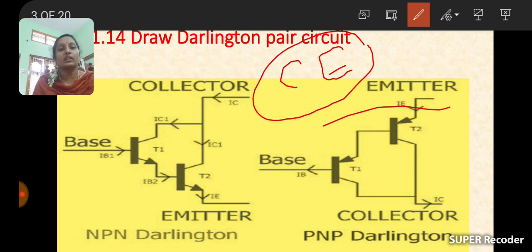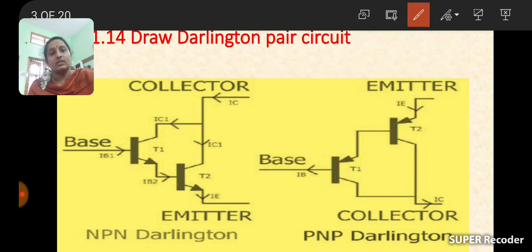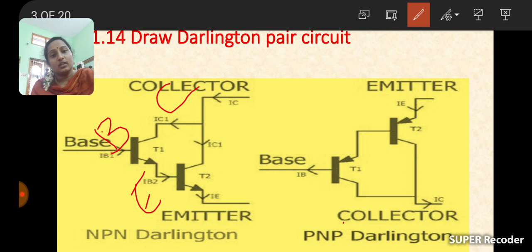What is the use of a Darlington pair? It is used to increase the gain of the circuit or given signal. And how is it made? By connecting two common emitter configuration circuits together. Now look at the circuit here. This is transistor T1, with its emitter terminal, base and collector terminal. And for transistor T2, again there is an emitter, a base and a collector.